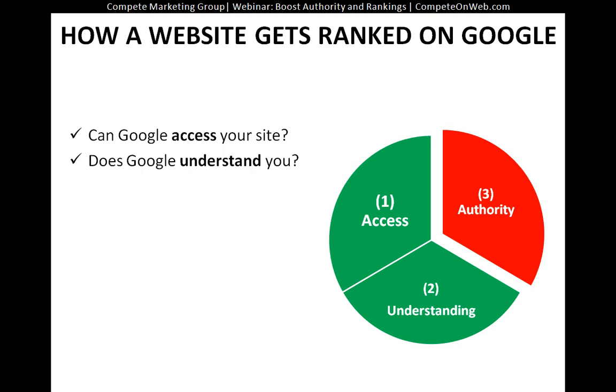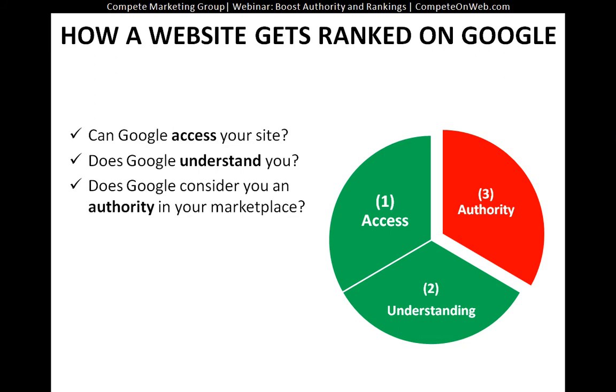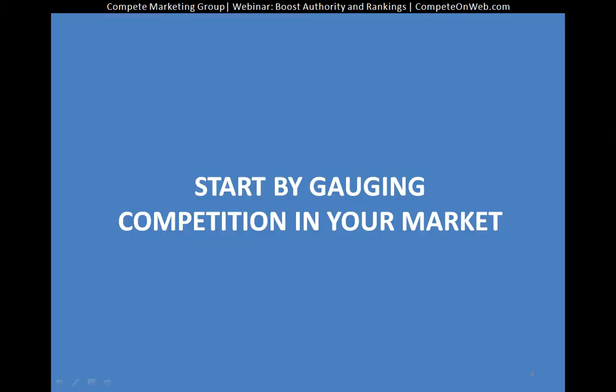So your prospects are searching for certain things online. You need to make sure that Google understands your website is about that. And finally, authority. Google needs to consider you an authority in your marketplace and an important source of information in order to actually show you on the first page of search results. And that's what we focused on during the presentation, is how to increase your website's authority so that you get more rankings.